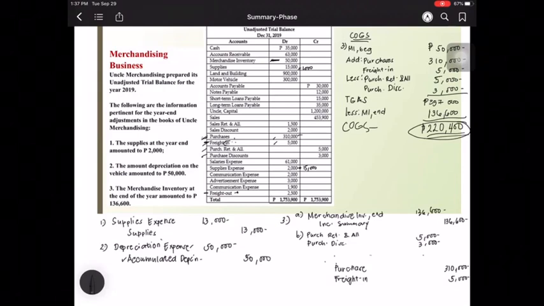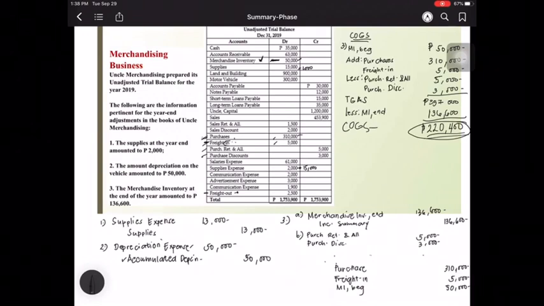All right, now the next thing that you have to do after closing the temporary accounts is to reverse also the amount of your merchandise inventory beginning. So the amount of your merchandise inventory beginning is 50,000 pesos. Take note of this. Then after closing the temporary accounts, we have to close also the amount of your merchandise inventory beginning. So to close it, if the merchandise inventory beginning is originally debited, we therefore have to credit it this time. So you have your merchandise inventory beginning to be credited for the amount of 50,000 pesos.